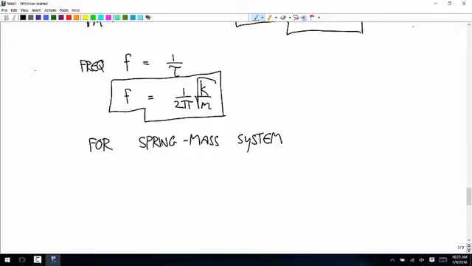So if you want the oscillation to go faster, how do you change the mass? Do you increase or decrease the mass? Yeah, so decreasing the mass leads to an increase in the frequency. And then what about the spring constant? Do you increase or decrease the spring constant to speed up the oscillations? Increase k, and that gives you an increased frequency.